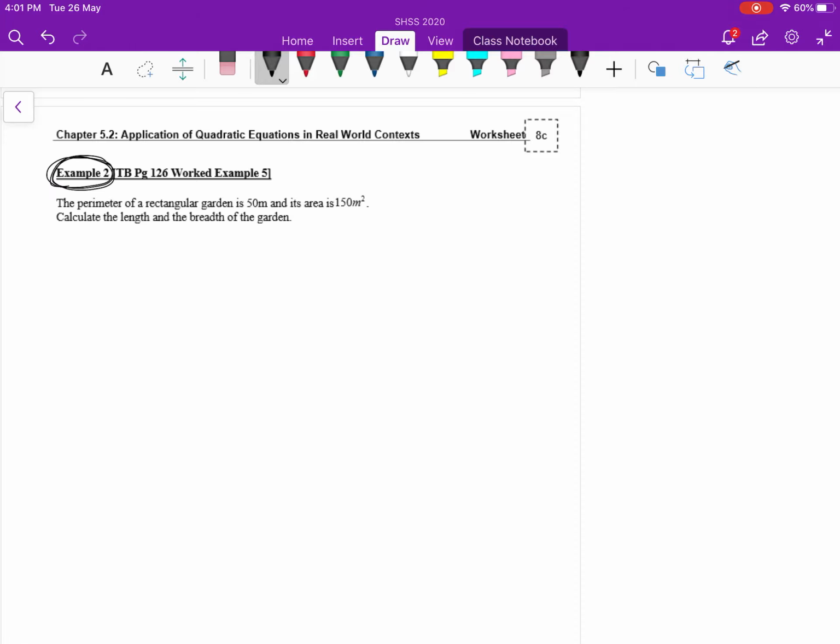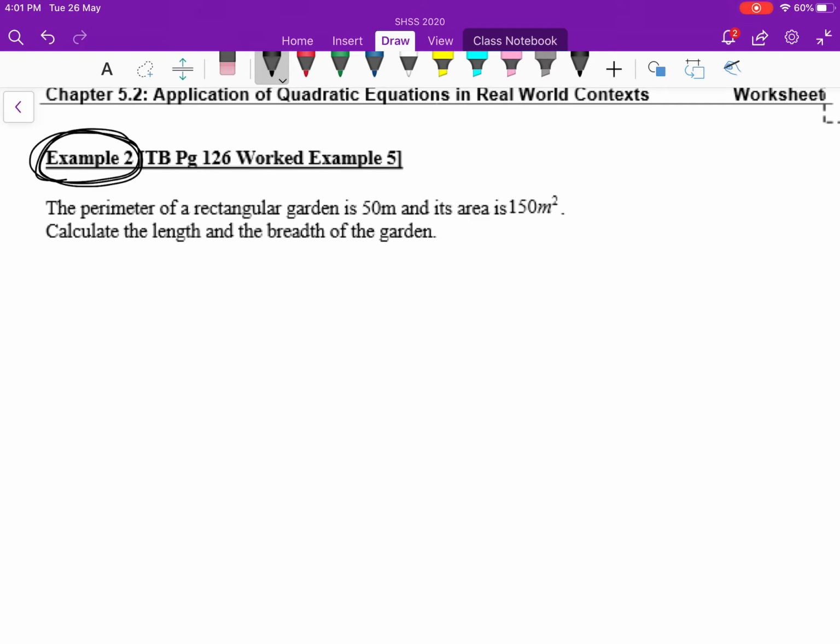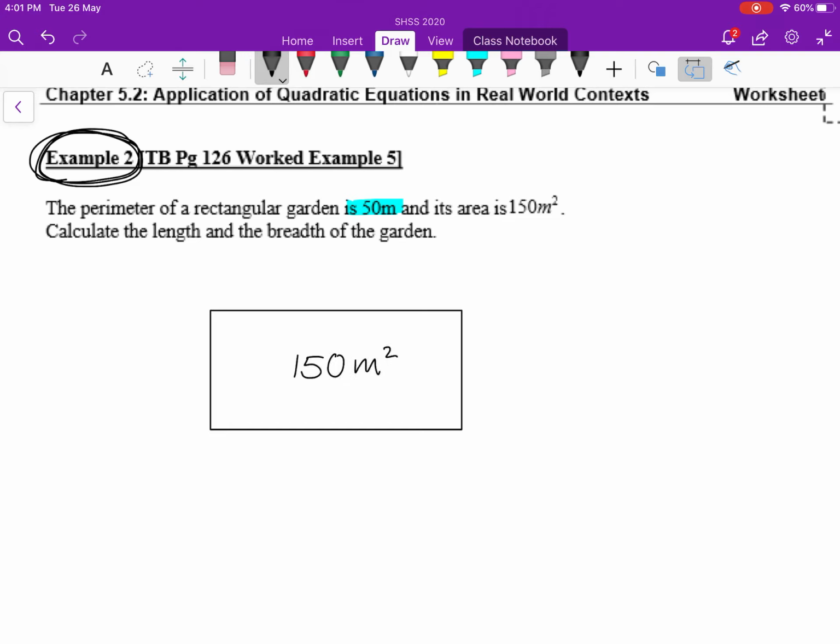Okay, I'm going to give you a clue, but you will continue with the question by yourself. Now, the perimeter of a rectangular garden is 50. There is a rectangular garden. Okay, they said the perimeter is 50 meters. And its area is 150 meters square. That is the area. Alright, so now how are you going to do this question? Let the breadth be x. Let this be x.